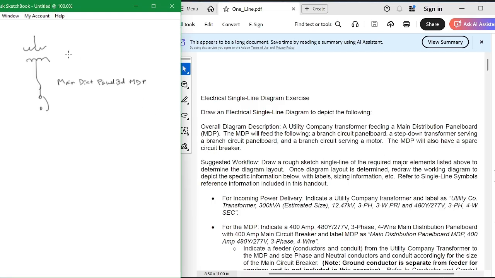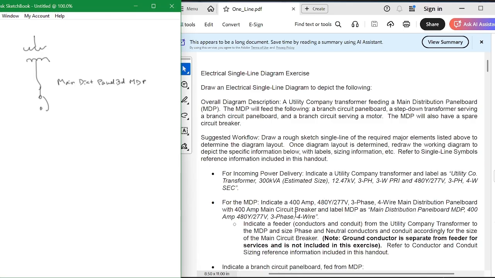This is 12.47 kV in primary, three-phase, 300 kVA. So the 300 kVA is your total power that you can get through this. Okay. Any questions about that? But that should all be listed right up here. All this part right here should be listed right there.